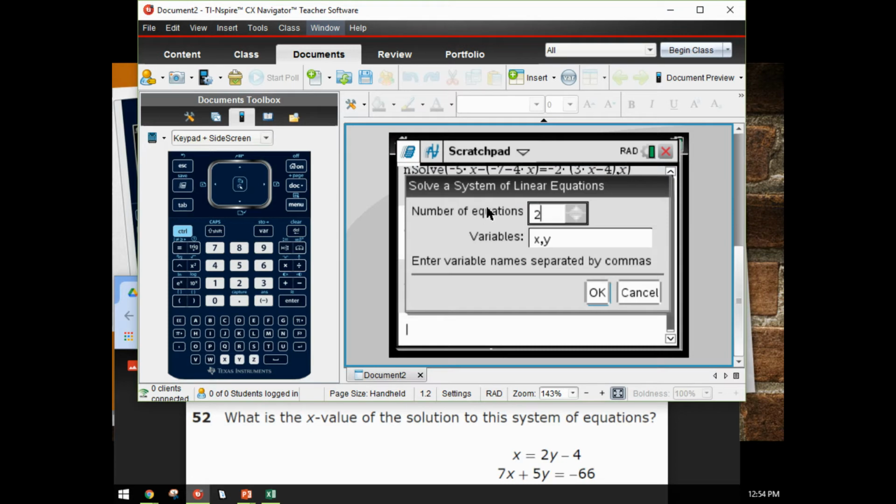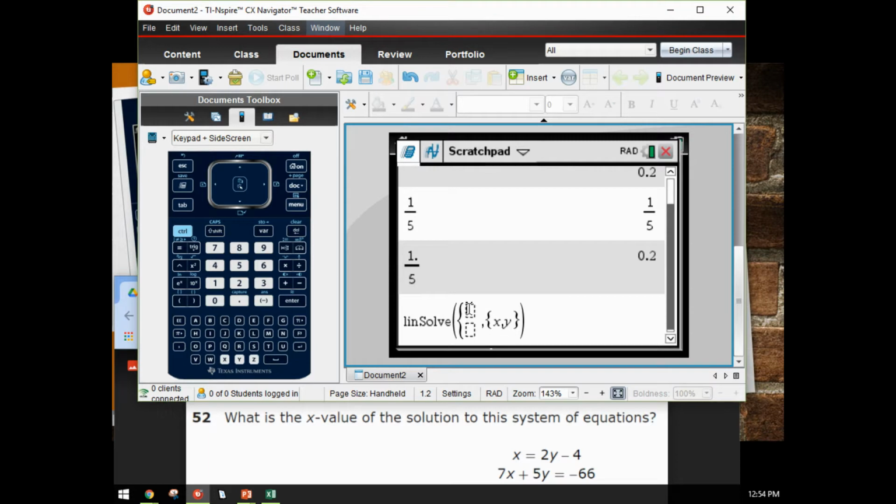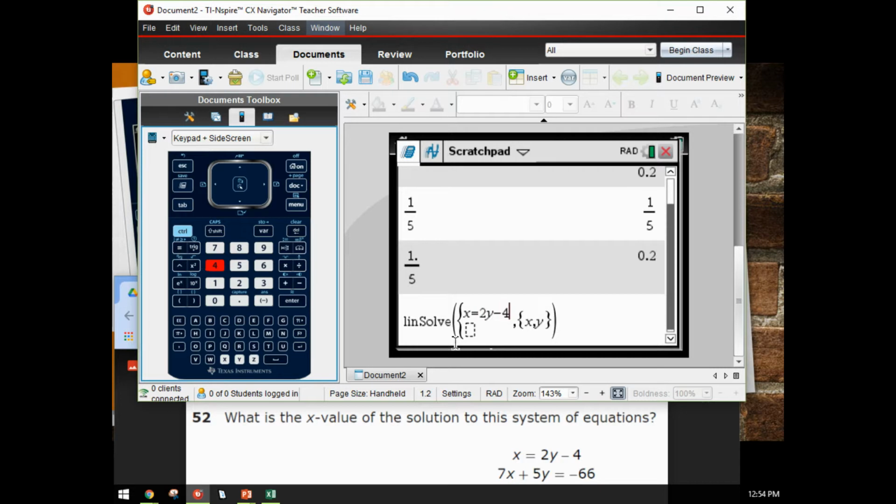Then I ask you, how many equations do I have? Well, how many equations are there? 2. What are the variables in my equations? X and Y. Okay. So now I'm just going to type in this top equation, just like it is there. X equals 2y minus 4 on top, and on bottom, I'm going to type 7x plus 5y equals negative 66.